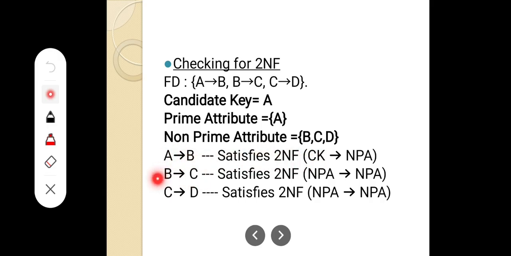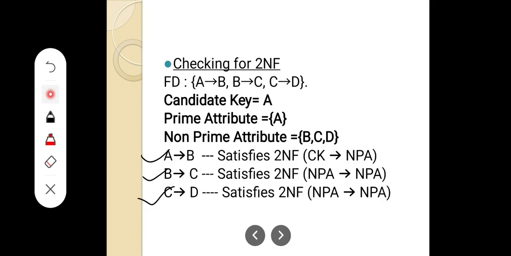What about B determines C? B is a non-prime attribute. C is also a non-prime attribute. A non-prime attribute determining a non-prime attribute is not an issue for second normal form. So it satisfies. Now what about C determines D? C is a non-prime attribute. D is also a non-prime attribute. That is not an issue for second normal form, so this is also satisfying. So all three satisfy, and this relation is in 2NF.